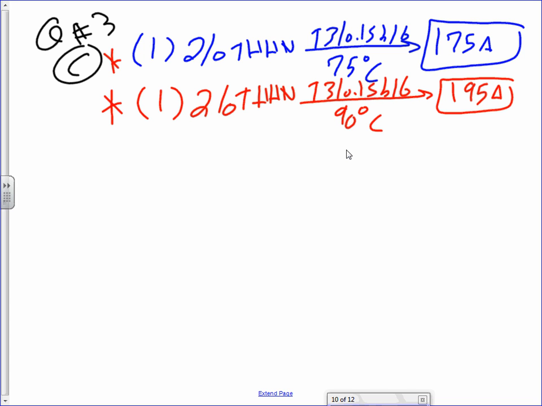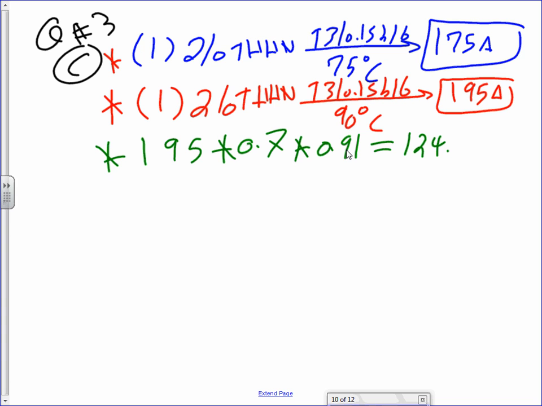Why can I start with 195? Because I'm derating. So then the rest is history. Now you take the 195 and multiply it by 2 deratings. Number 1 is 0.7 because of bundling. Number 2 is 0.9 because of temperature, and you end up with 124.2 amps. That's how much current this conductor can carry.